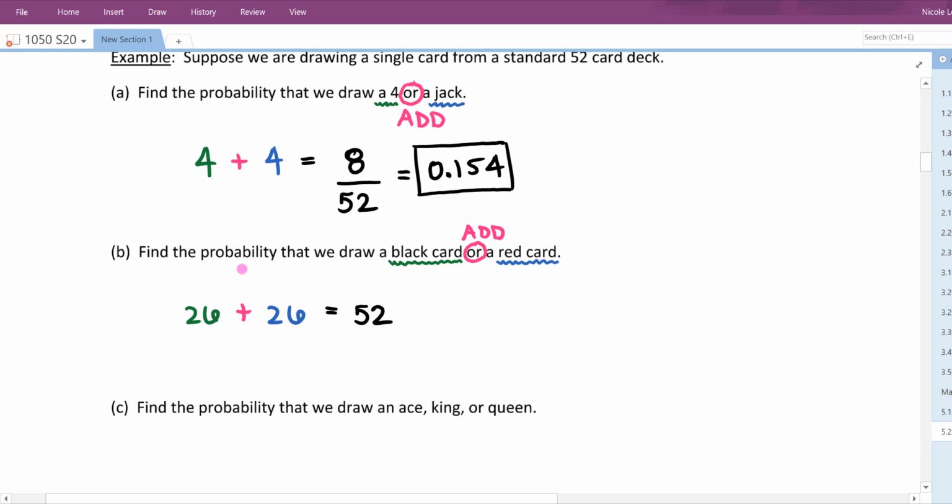But remember, it's a probability that we're finding. So probability is always going to be a decimal number. So we'll have to divide by our total, which is 52. And 52 divided by 52, that's just going to give us 1. Okay, or as a percent, that would just be 100%, which makes sense because when you're drawing a card from the deck of cards, it's a 100% chance that it's either going to be black or red.